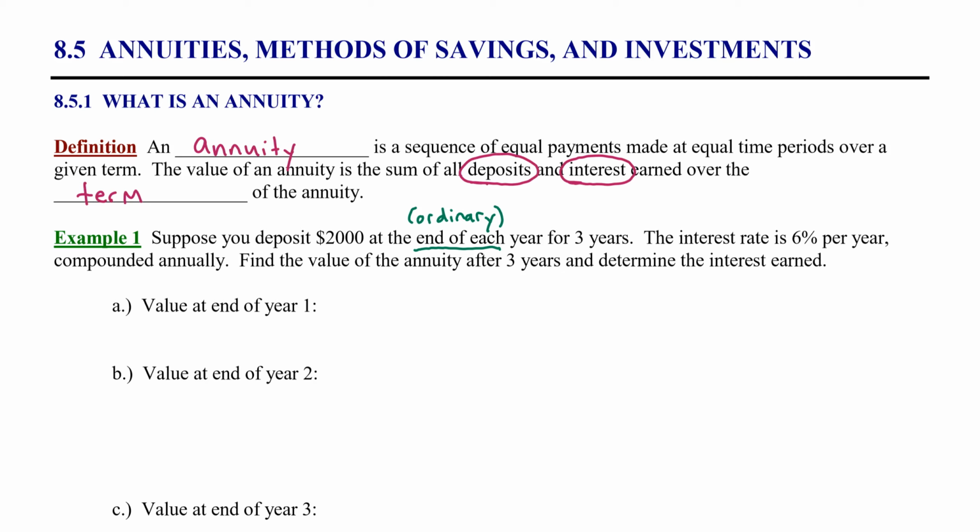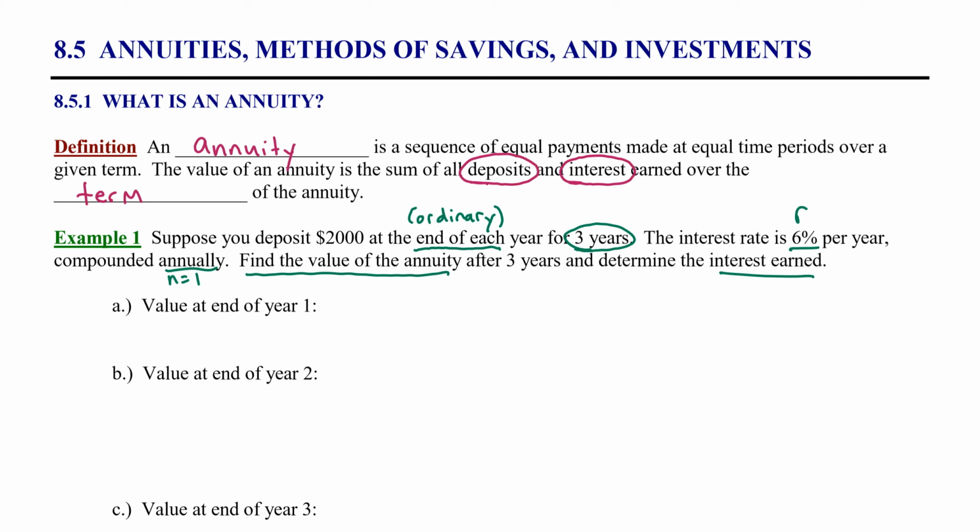So we're going to deposit $2,000 at the end of each year for 3 years. You could visualize this or imagine this. Let's say you get a Christmas bonus every year from your job, and you decide to deposit that into an annuity to save it and make it grow. And you're going to deposit this money at the end of the year for 3 years. The interest rate is 6% per year, compounded annually. So we're looking at once per year. Find the value of the annuity after 3 years and determine the interest earned. So we want to find the value of the annuity and the interest earned.